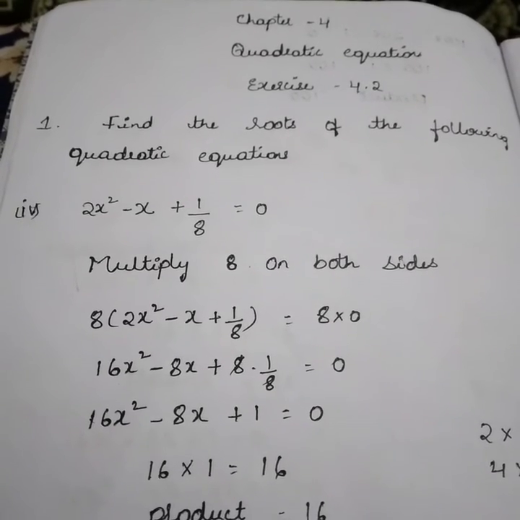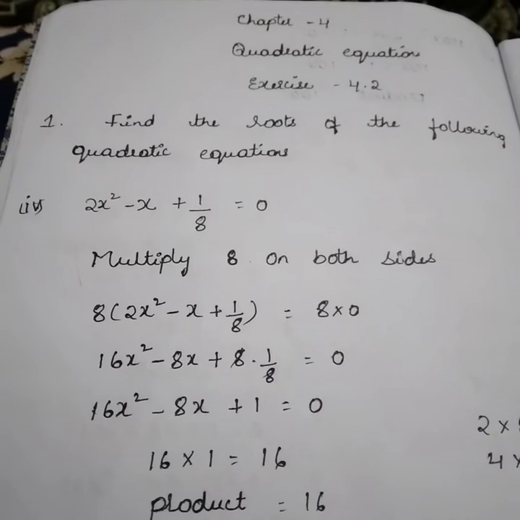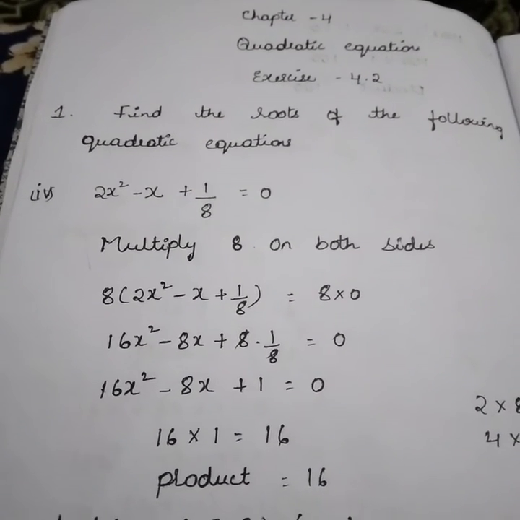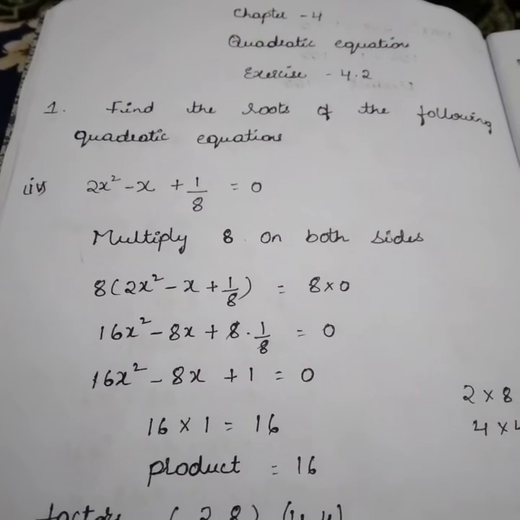Today I am going to explain the fourth part of question number 1 of exercise 4.2. Find the roots of the quadratic equation. Here the question is 2x square minus x plus 1 by 8 is equal to 0.